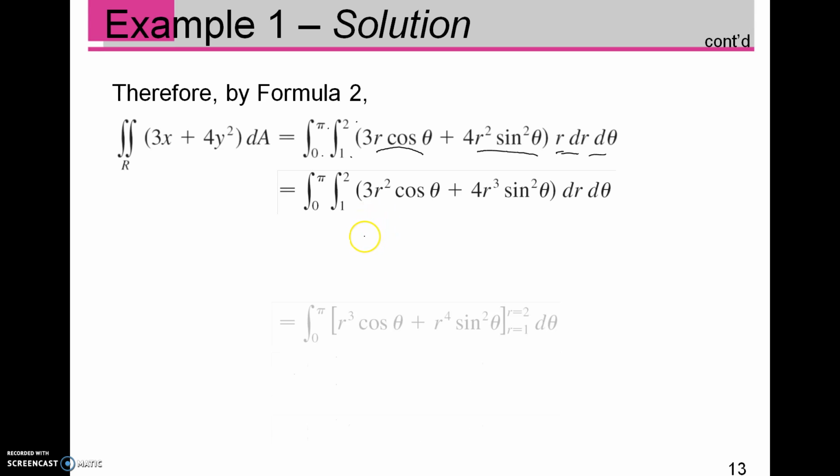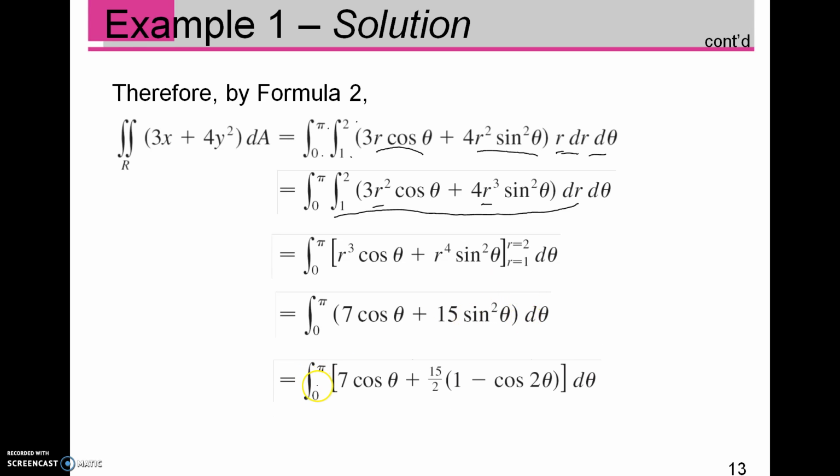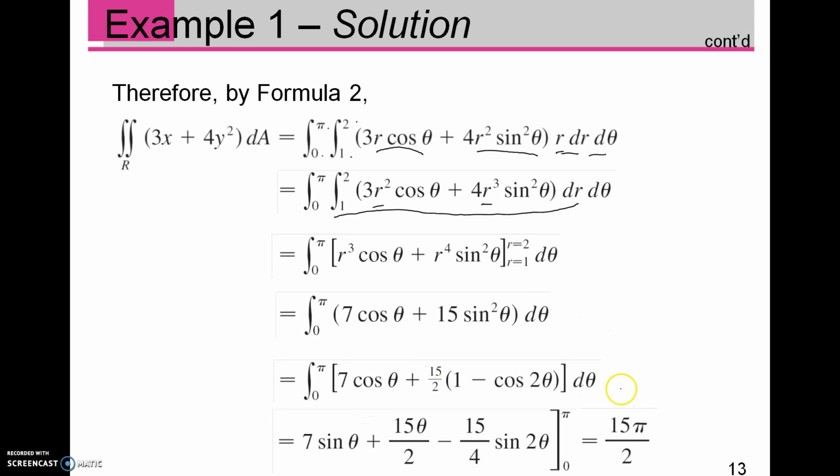Alright, so going through this, we multiplied the r through here. We went ahead and did the integral with respect to r, right? Plugged in the 2 and the 1, okay, and did the integral from 0 to pi d theta. And you end up getting 15 pi over 2. So again, you can go through this.